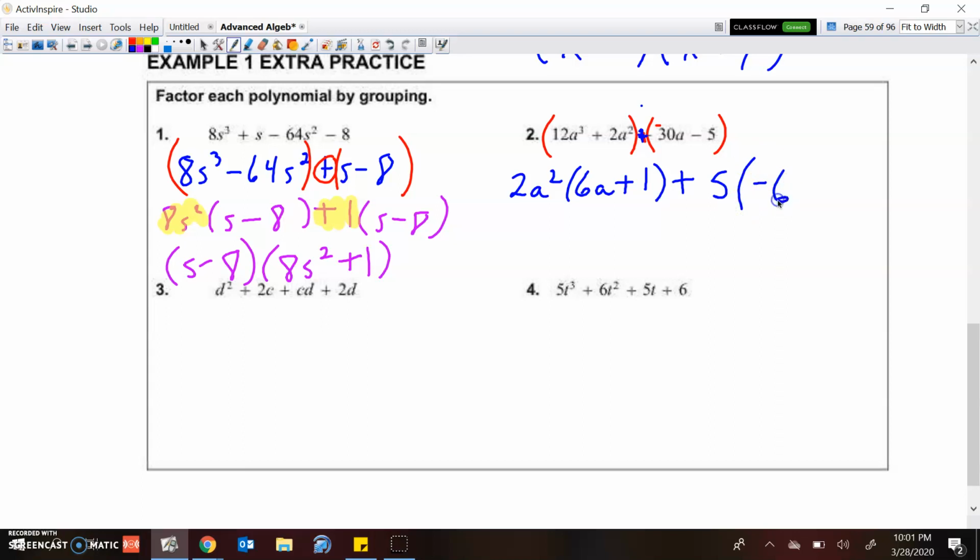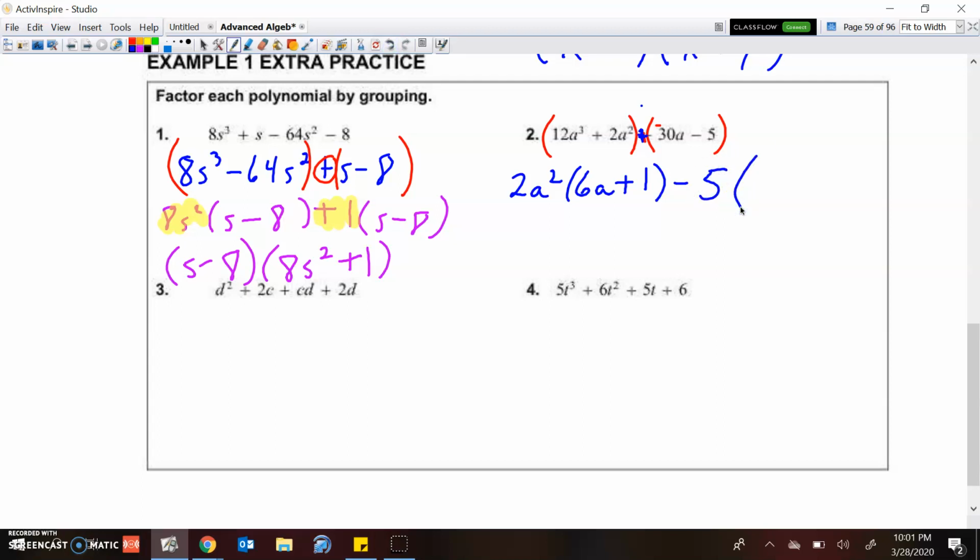I'm going to have negative 6a minus 1. I'm so close, but my signs aren't matching. So what that is, easy fix. All I need to do is instead of factoring out a 5, let's factor out a negative 5.